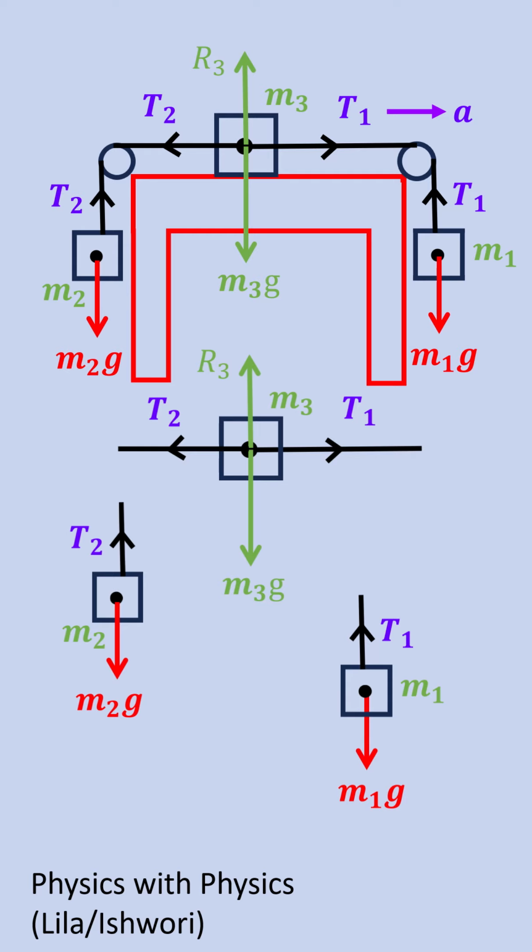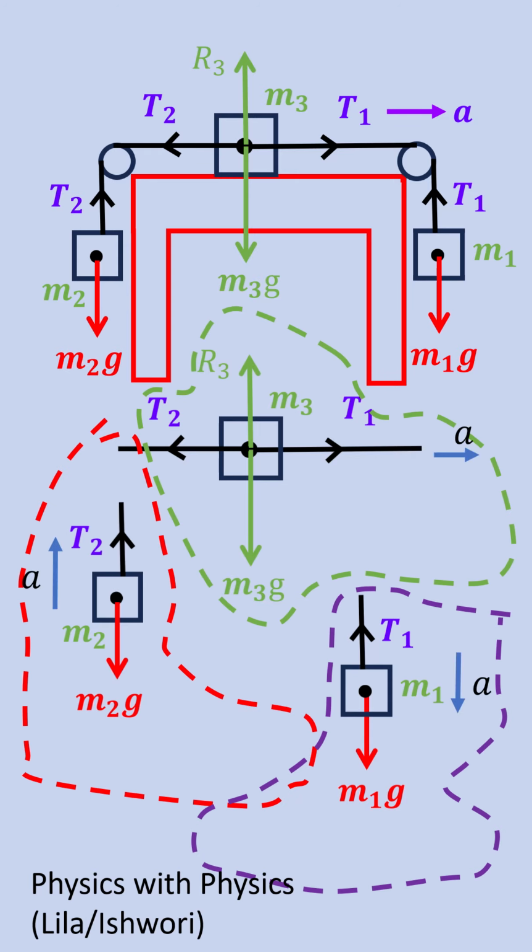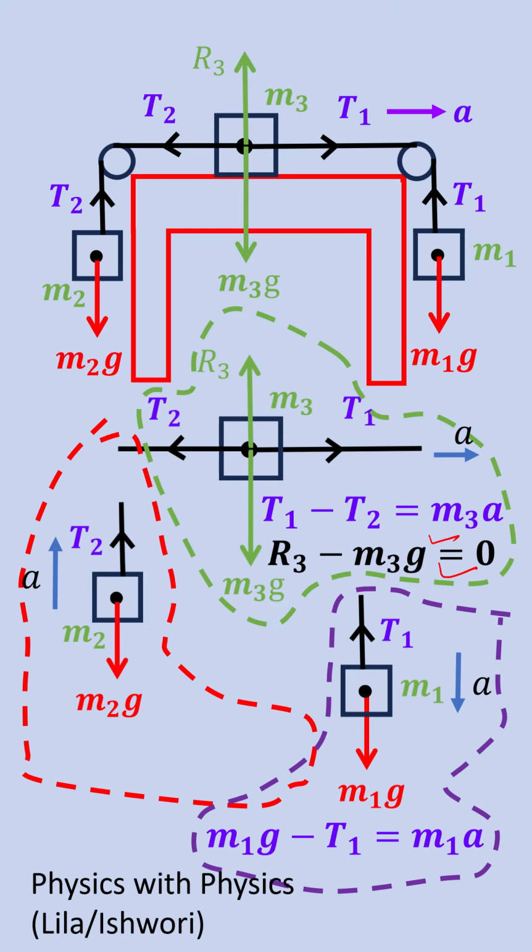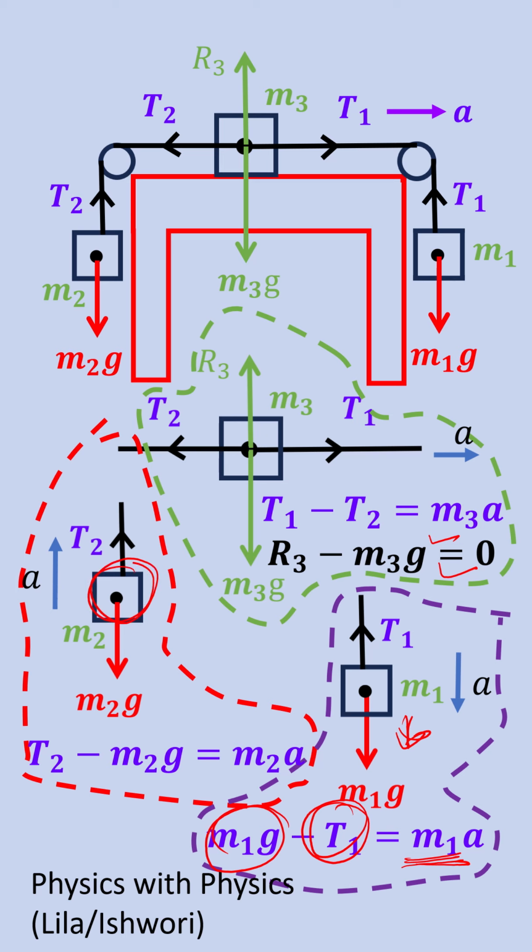Okay, now let's see the three masses separately. For mass M3, you can write T1 minus T2 equals M3A, and R3 equals M3G. For mass M1, M1G minus T1, since the body is coming downward. That's why M1G minus T1 equals M1A. For mass M2, the body is going upward. That's why T2 minus M2G equals M2A.